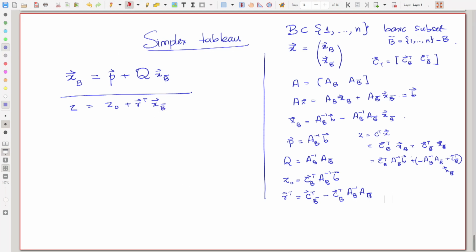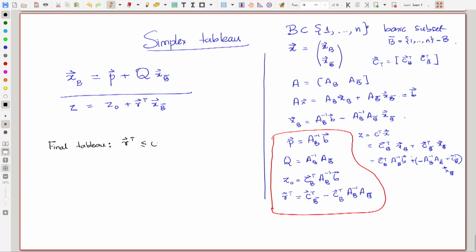So, these are the formulas for the tableau. At any stage the tableau can be described entirely in terms of the original variables and so on. And the final tableau will have the condition that R transpose is less than or equal to 0. Okay.